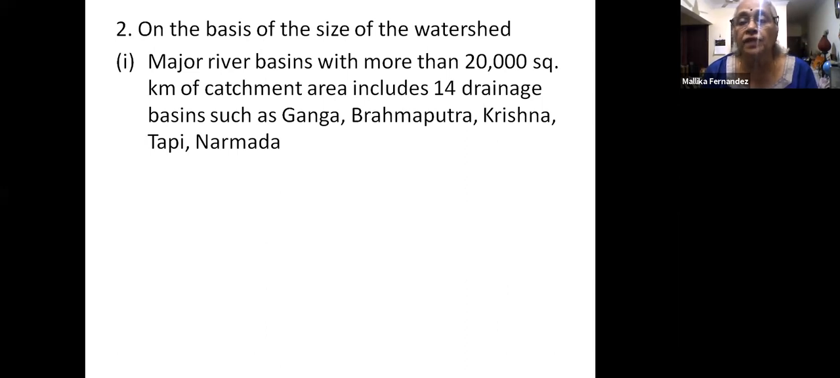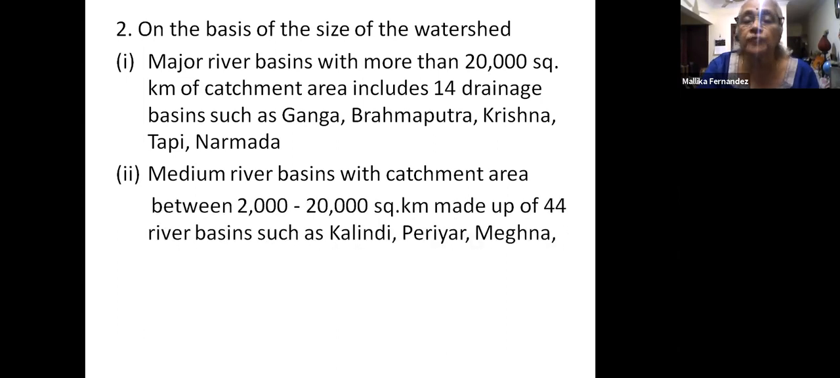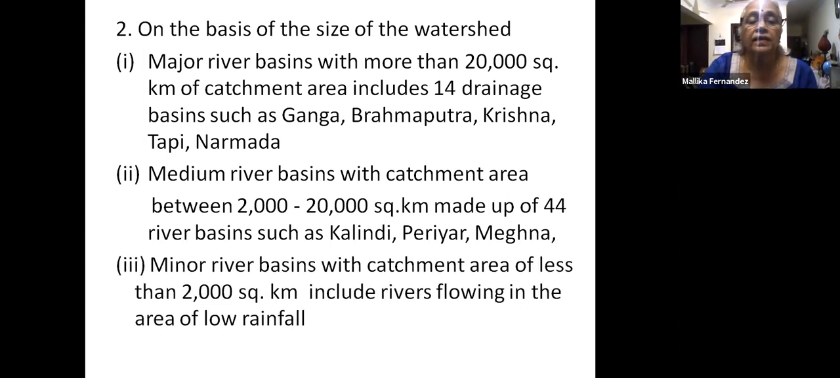So we have 14 such drainage basins having an area of more than 20,000 square kilometers. Ganga, of course, is the biggest, followed by Brahmaputra, Krishna, Tapi, Narmada, and we have many more. These are just a few examples. Then we have medium river basins with a catchment area of 2,000 to 20,000. These are smaller rivers like Kalinadi, Meghna, Periyar. Okay. And finally, we have minor river basins.